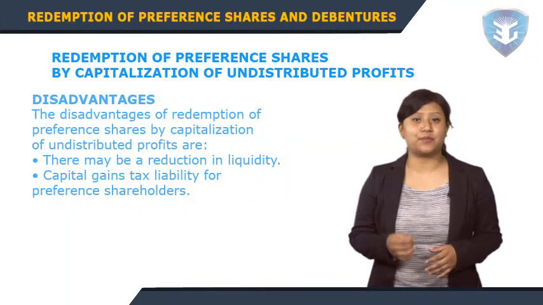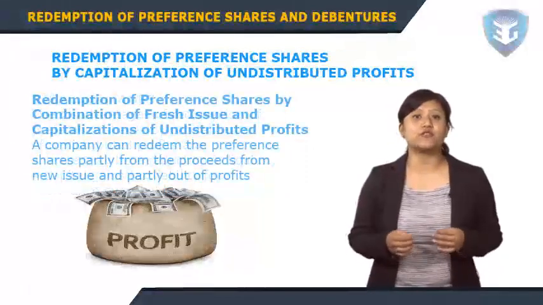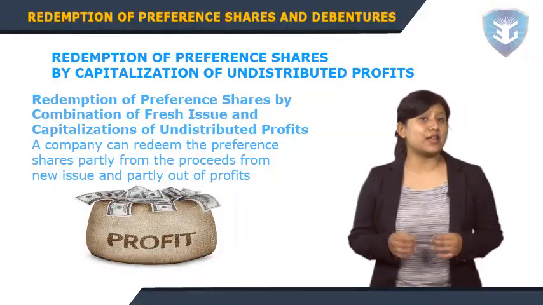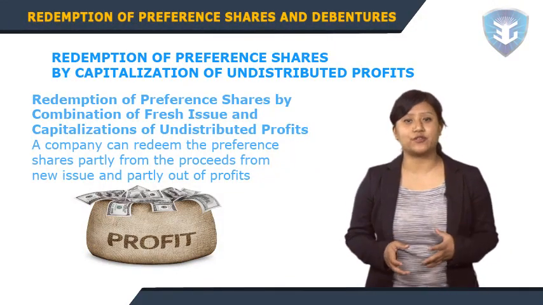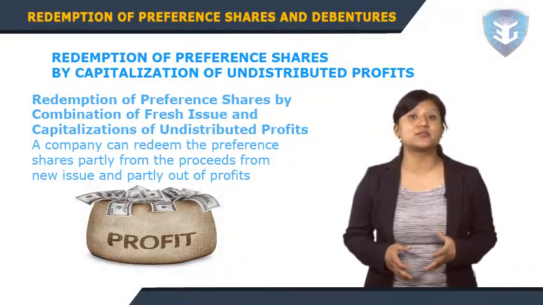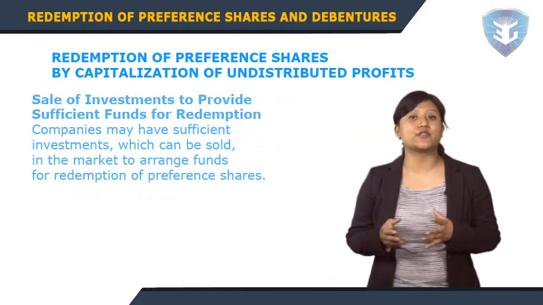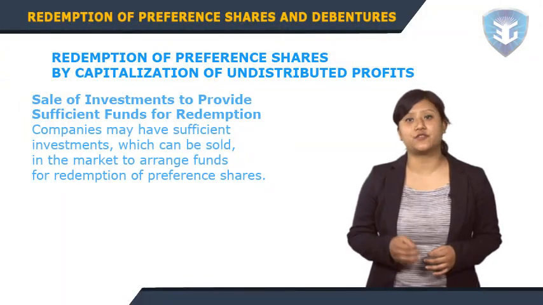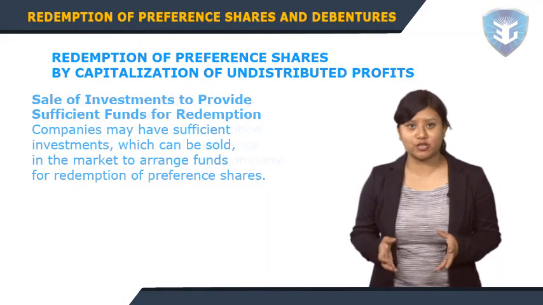capital gains tax liability for preference shareholders. Redemption of preference shares by combination of fresh issue and capitalization of undistributed profits. A company can redeem the preference shares partly from the proceeds from new issue and partly out of profits. In order to fill in the gap between the face value of shares redeemed and the proceeds of new issue, a transfer is to be made from distributable profits. The sale of investments to provide sufficient funds for redemption. Companies may have sufficient investments which can be sold in the market to arrange funds for redemption of preference shares.